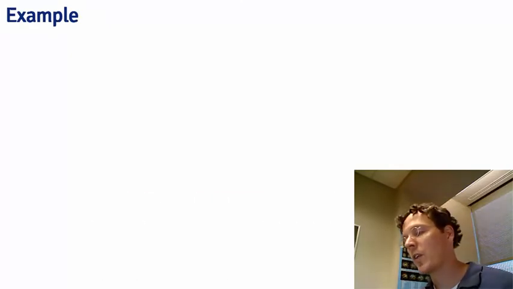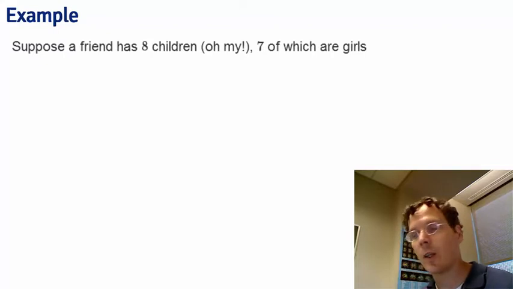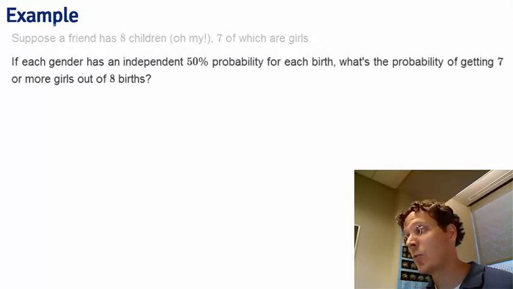Let's go through a quick example of a binomial calculation. Suppose you have a friend who has 8 children, 7 of which are girls and none are twins. If each gender has an independent 50% probability for each birth, what's the probability of getting 7 or more girls out of 8 births? Well, let's plug right into the binomial formula.